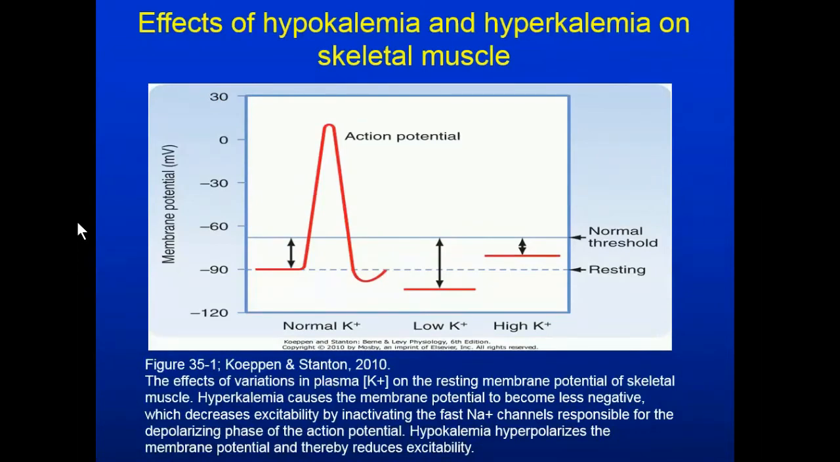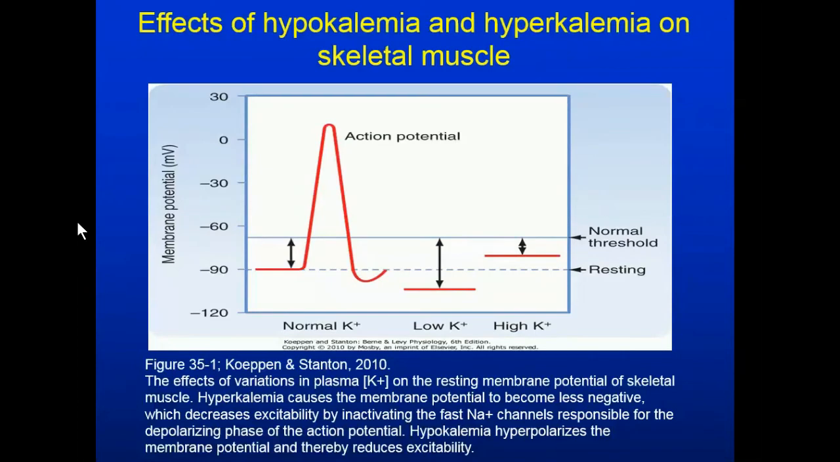Low plasma potassium, as we see in the middle graph, causes hyperpolarization of the resting membrane potential of the skeletal muscle cell, and so this makes the cell less sensitive to depolarizing stimuli and therefore less excitable. If the hypokalemia is severe enough, it can lead to paralysis. On the other hand, hyperkalemia, which can be caused by advanced renal disease when the kidneys are unable to eliminate potassium ions from the body, causes the resting membrane potential to become less negative, as you see on the right side of the picture.